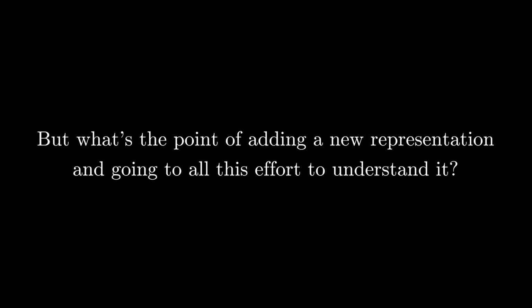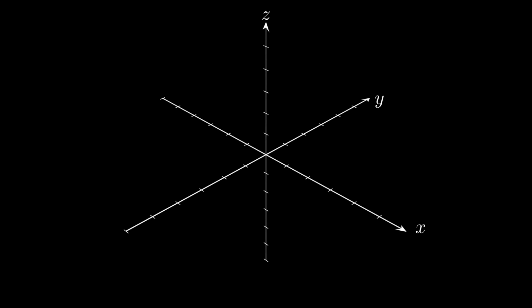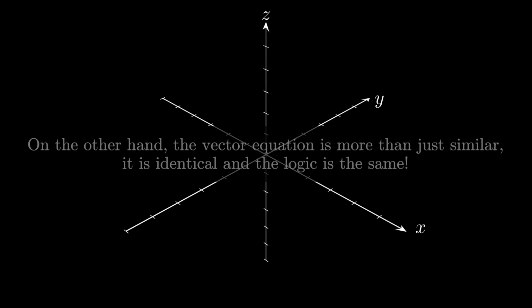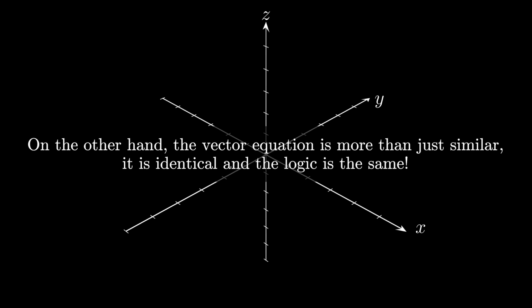This is all good, but what's the point of adding a new representation and going to all this effort to understand it? The Cartesian equation seems good enough. Now let's begin with a different question. Can you think of what the Cartesian equation of a line in 3D is? It's not at all obvious. On the other hand, the vector equation is more than just similar. It is identical and the logic is the same.